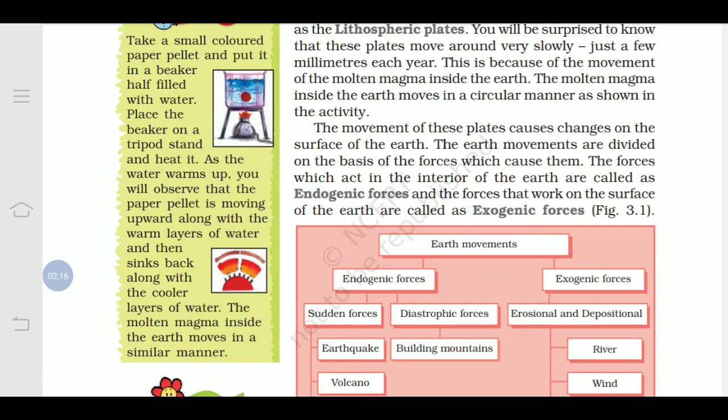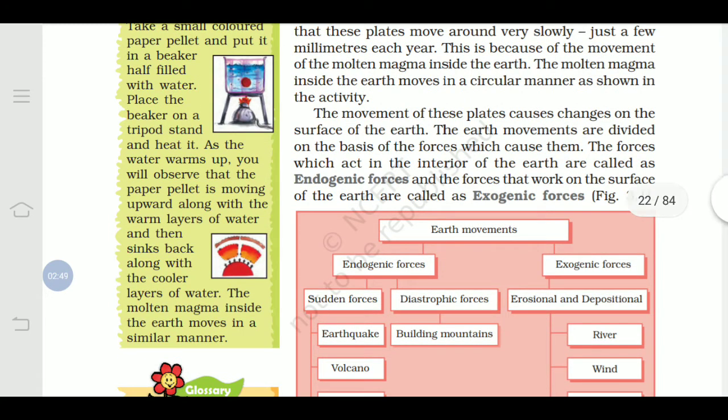Now what kind of changes does it cause? One you have already learned in the previous chapter, that is volcanic eruption, and there are 2 kinds of rocks. Mainly the igneous rocks are divided into extrusive and intrusive. So that you have already learned. So there are certain changes. You can see volcanic mountain on the earth's surfaces. Now others we will read in this chapter.